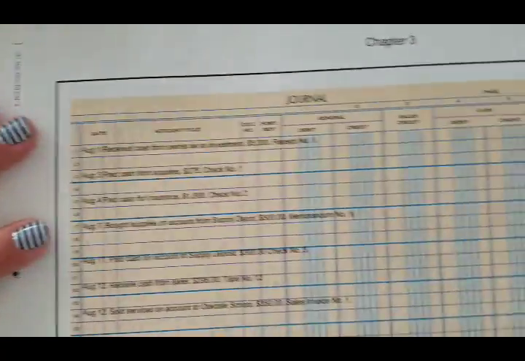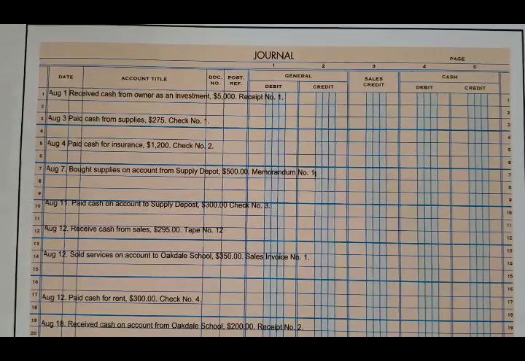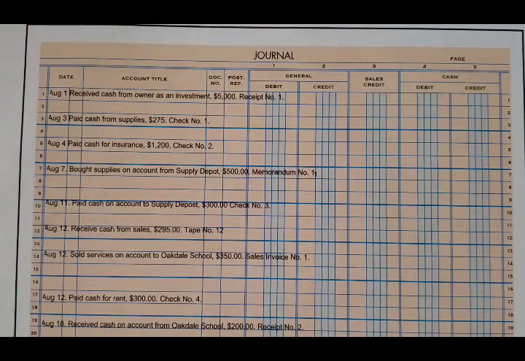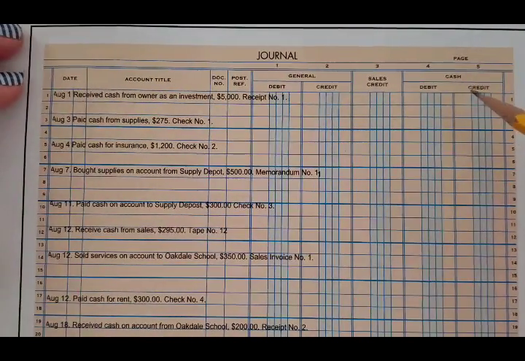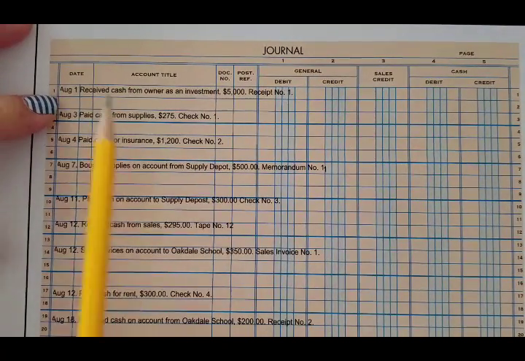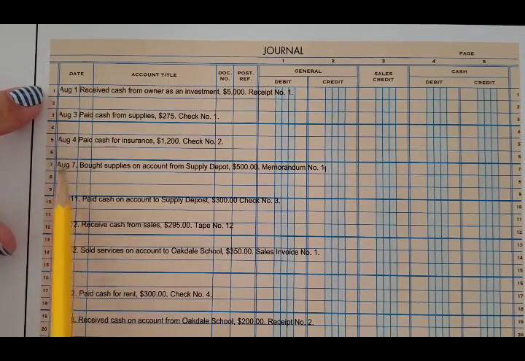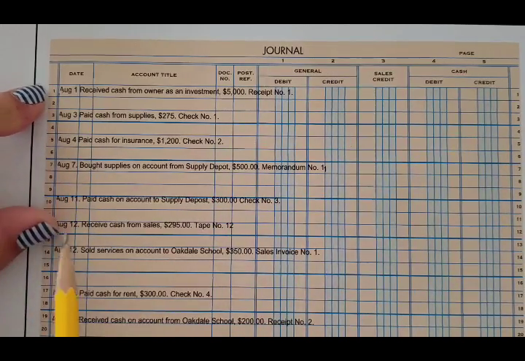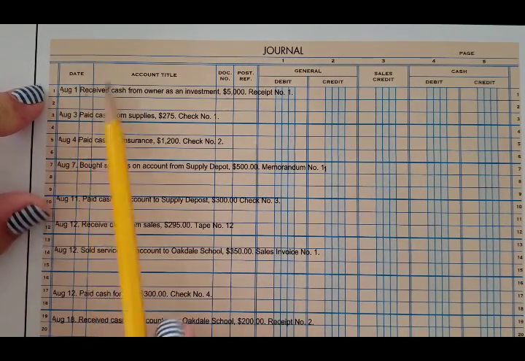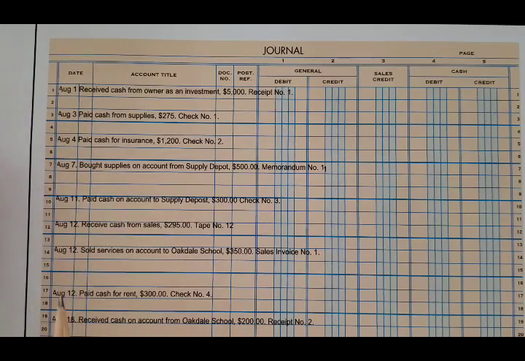So you should have one of these that I printed out for you for your notes. All this is a journal form. And to simplify things, instead of the stickers that we used before, I have written the transactions on here so that you can keep this. This will go throughout the whole chapter, and you will be able to look through here and say, okay, what do I do if I paid cash for supplies?